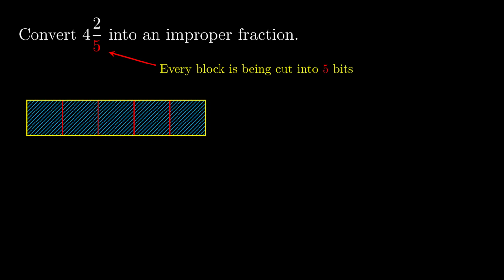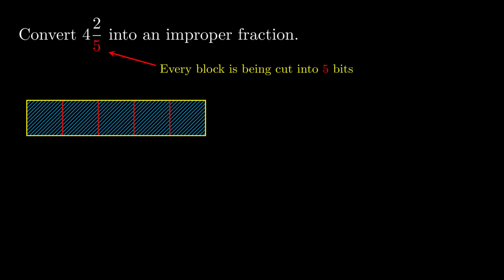Okay, the first thing you notice is that number on the bottom, that denominator, is really important, because what it tells you is we want to see every whole block as being cut into 5 parts, into 5 bits. Right, so when we mention whole numbers, like 1 and 2 and 3 and 4, we want to think of them as being cut into 5 bits like that. That's what one whole is going to look like because of that 5.